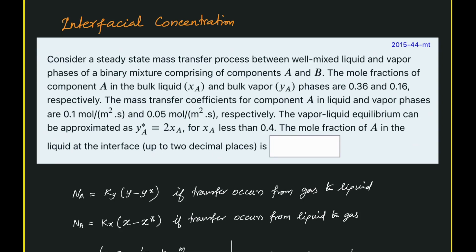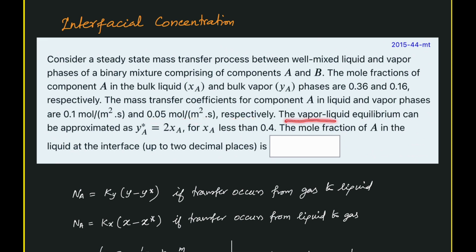This problem is about finding interfacial concentration for gas-liquid mass transfer. Consider a steady-state mass transfer process between well-mixed liquid and vapor phases of a binary mixture comprising components A and B. The mole fractions of component A in the bulk liquid, that is xA, and bulk vapor, yA, are 0.36 and 0.16 respectively. The mass transfer coefficients for component A in liquid and vapor phases are 0.1 mole per meter square second and 0.05 mole per meter square second respectively.